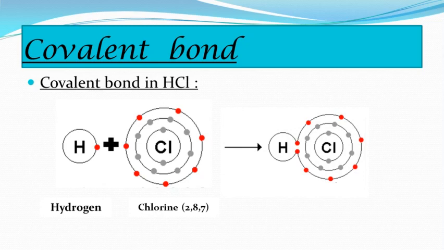So this is how a covalent bond is formed, by sharing of electrons between the atoms of elements having identical or similar properties. Student, I hope you have all understood this concept of covalent bond very well. The next concept we will start in our next session.